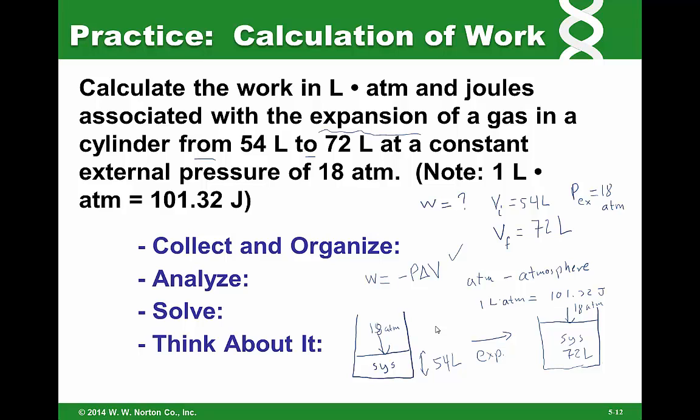I know my final volume, so I could calculate that change. Writing this out a little bit differently, it's going to be negative P times the change, which is always final minus initial, so V final minus V initial. Very good. So that's a plan now. I have analyzed my situation. I'm going to use this equation and plug the numbers in.